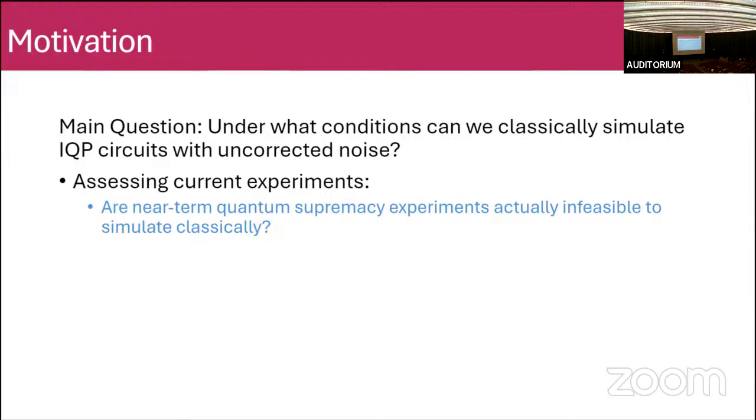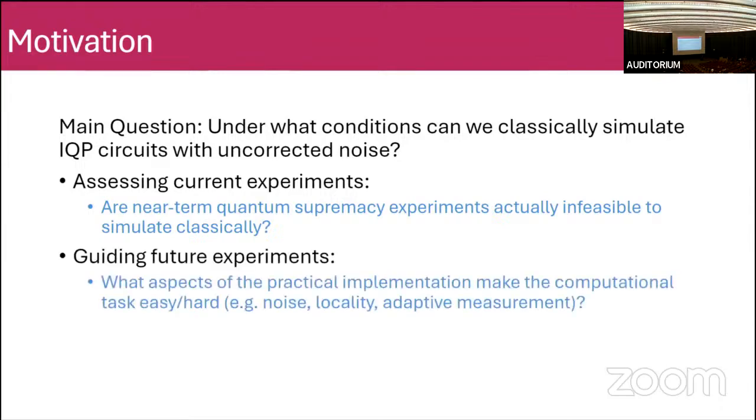The thing that I think is more interesting, though, is that it would also help guide future experiments. If you can develop good classical simulation algorithms with polynomial time runtime that take advantage of different aspects of the circuit you're running, this tells you what aspects of the practical implementation make it easy or hard. And hopefully this guides how you actually implement it. So what we'll see in this talk is that the IQP-ness of this circuit gives it some non-robustness to noise.